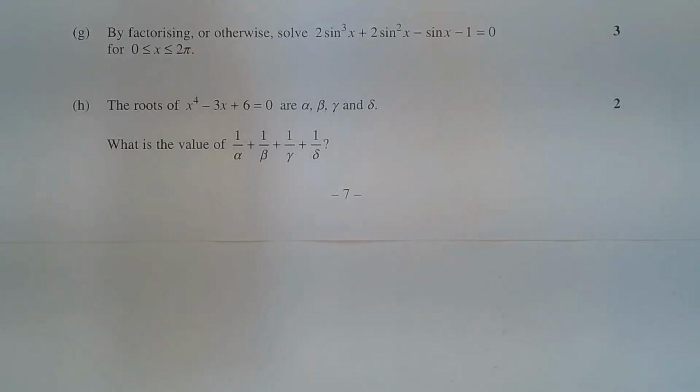Question 11H. The roots of x to the power of 4 minus 3x plus 6 equals 0 are alpha, beta, gamma, and delta. What is the value of 1 over alpha plus 1 over beta plus 1 over gamma plus 1 over delta?